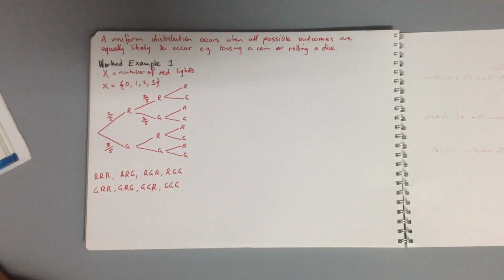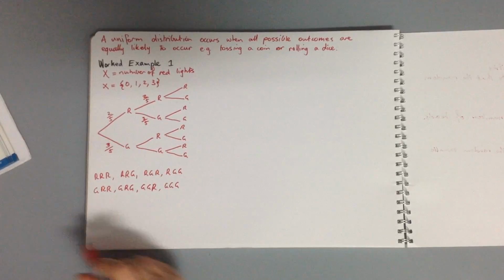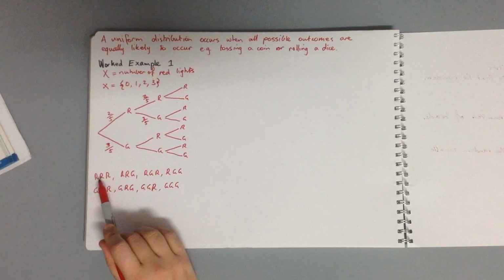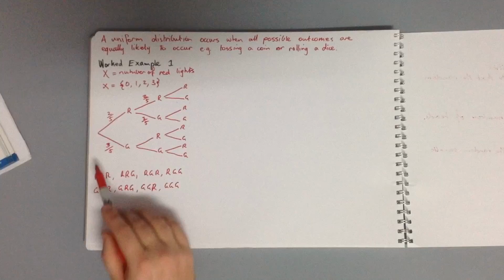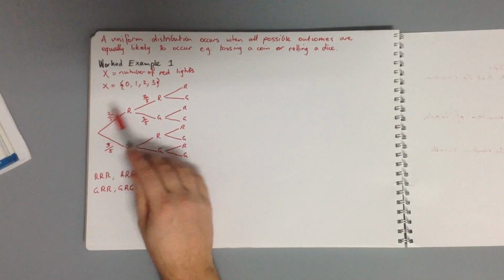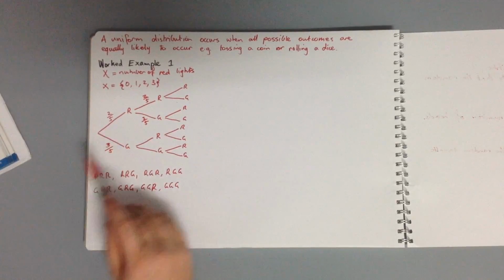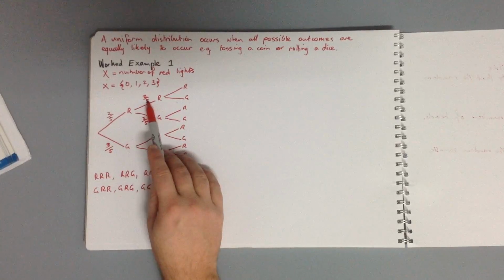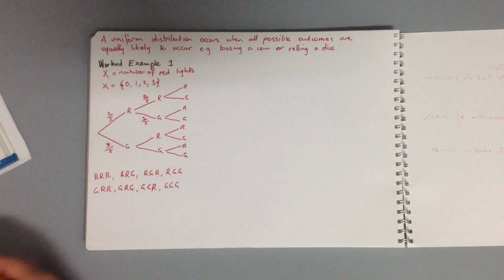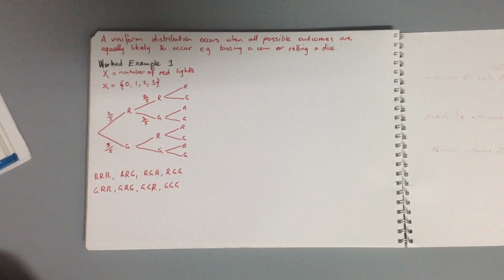Okay, so part B is determine the probability of each outcome. So what we need to do is, for example, our red, red, red would be 2/5 by 2/5 by 2/5. Our red, red, green would be 2/5 by 2/5 by 3/5. So it'll be a little bit different each time. So what I'm going to do is just write them down near it.